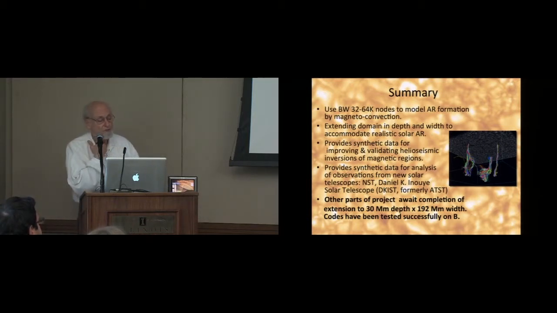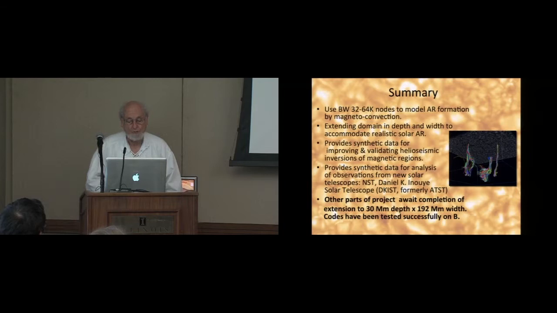It also will provide synthetic data for the new solar telescope at Big Bear in California and for the new Inouye Solar Telescope, formerly the ATST, which is being built in Hawaii, and will come online in a couple of years. The other parts of this project, for the chromospheric and coronal part, have to wait until this part is finished. So they will hopefully start sometime next year.